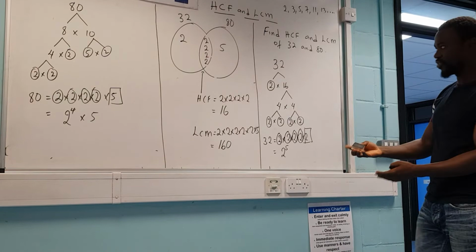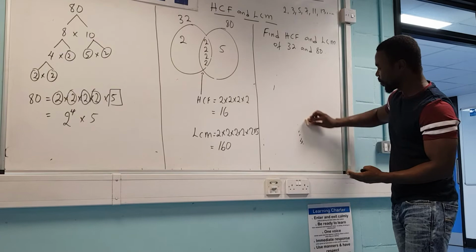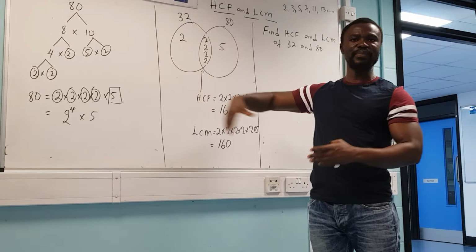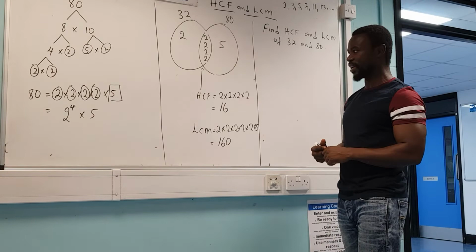I'm going to use the first method again because people find that very easy to do, but I have to do both of these because, depending on the question in the exam, it could give you a Venn diagram and ask you to work it out. So it's still important that you understand this. But looking at the first method, let's see if we still get 16 and then 160.